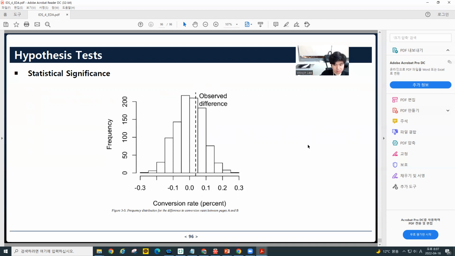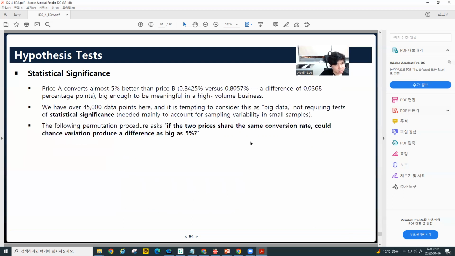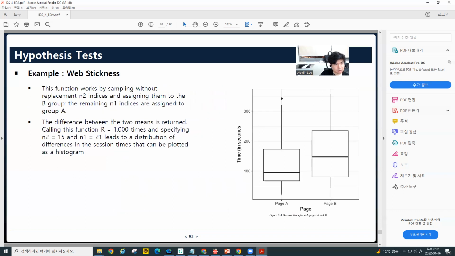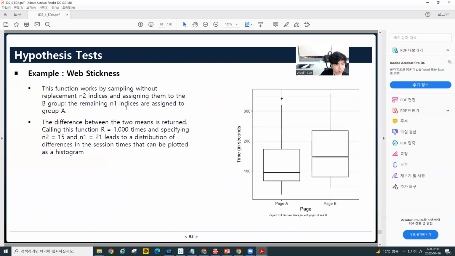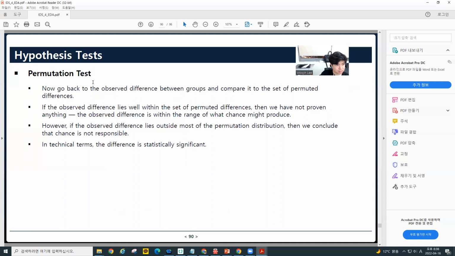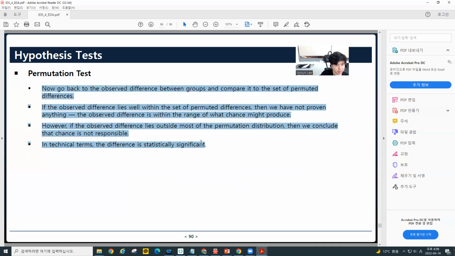Okay, this is what I have prepared today. What is important is the meaning of statistical significance. What we are going to do is check whether this is random or not, and that is the most important thing we want to know. To find out how random it is, we did this kind of hypothesis test by permutation test.